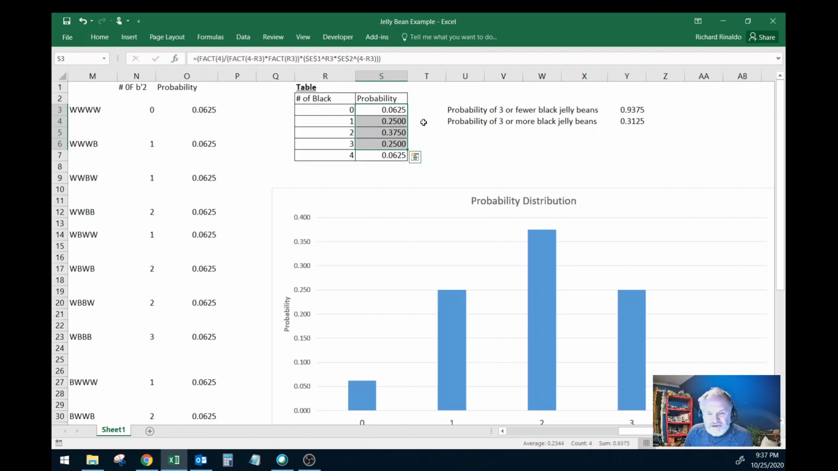So 0.0625 plus 0.25 plus 0.375 plus 0.25. I add those up, and if I pick 4 jelly beans from that jar, the probability that my pick of 4 has 3 or fewer black jelly beans is 0.9375. The probability of 3 or more black jelly beans is the 0.25 plus the 0.0625.